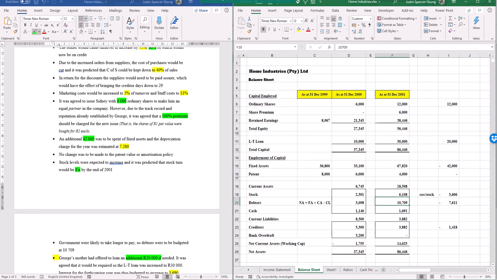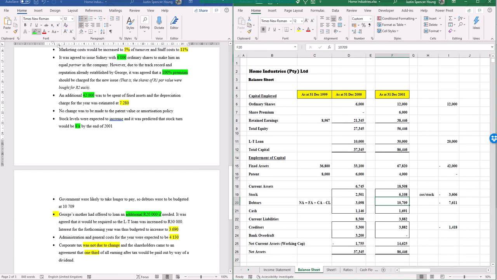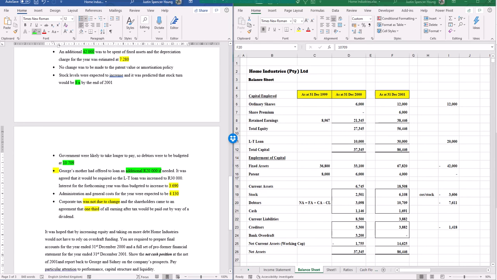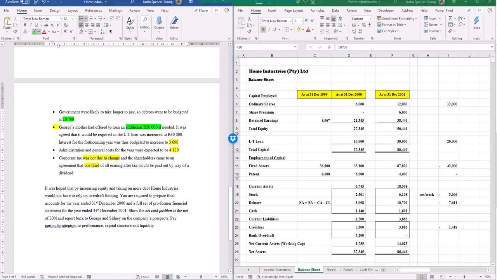All right, the debtors. Was this not given to us? There it is, yeah. George is likely to take longer to pay his debtors, and they gave it to us, so we didn't have to do any calculations there. What we did have to do is calculate the cash. I think it was hoped that by increasing equity, there'll be no more debt. We'll not have to rely on overdraft funding.